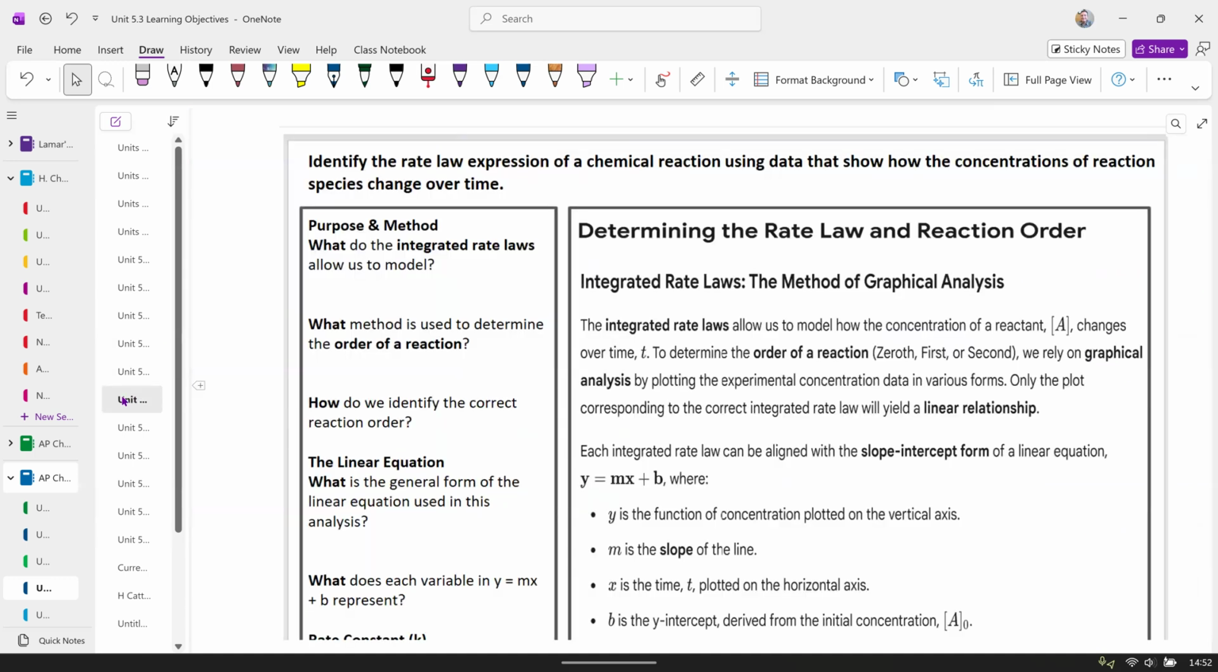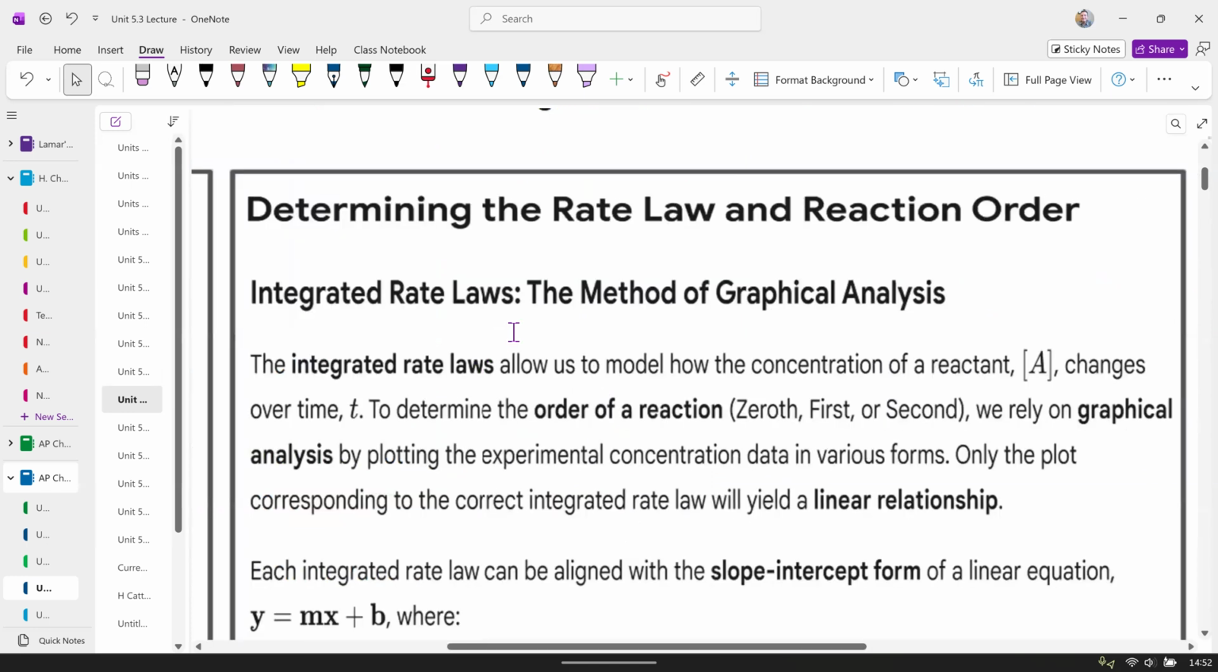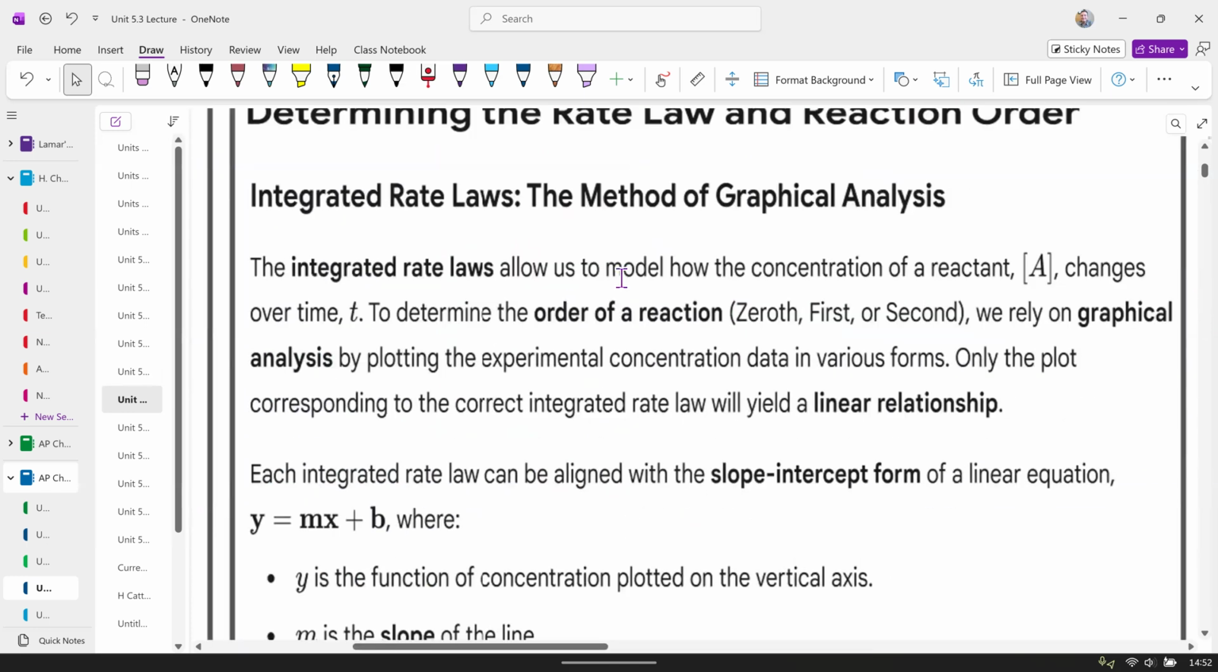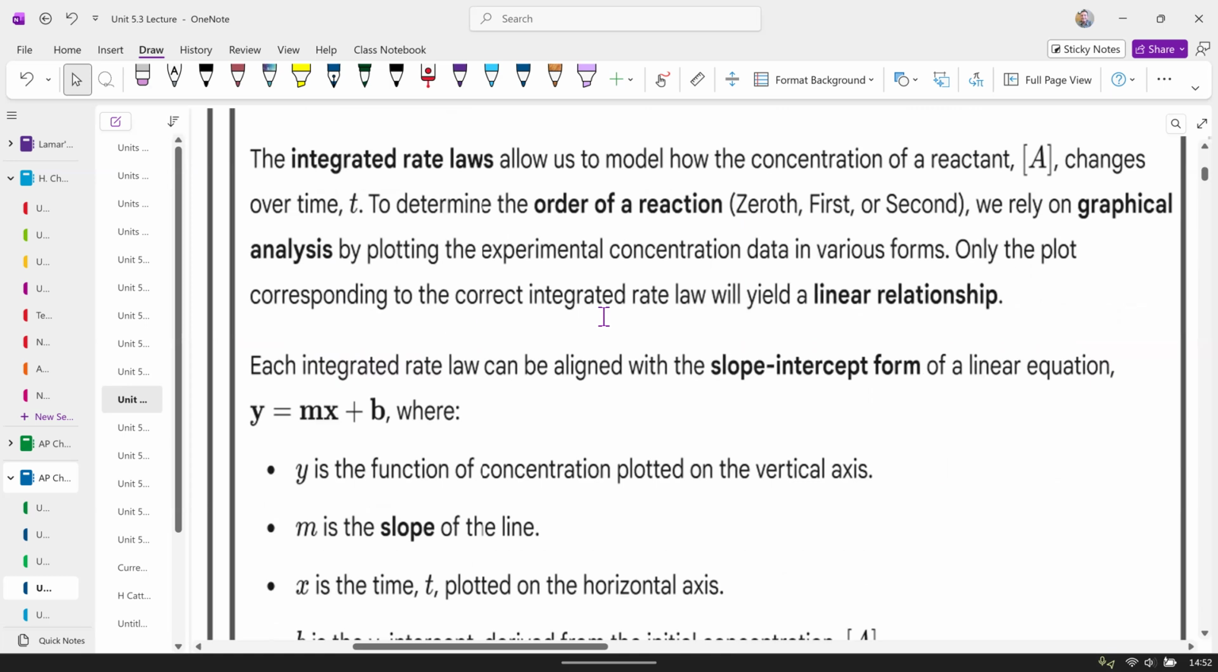All right, so here we go. So the purpose of the rate law. So integrated rate laws, the method of graphical analysis. This allows us a model for how the concentration of a reactant changes over time. To determine the order of the reaction, whether it's 0, first, or second order, we rely on graphical analysis. Now, only the plot corresponding to the correct integrated rate law will yield, this is very big, a linear relationship.